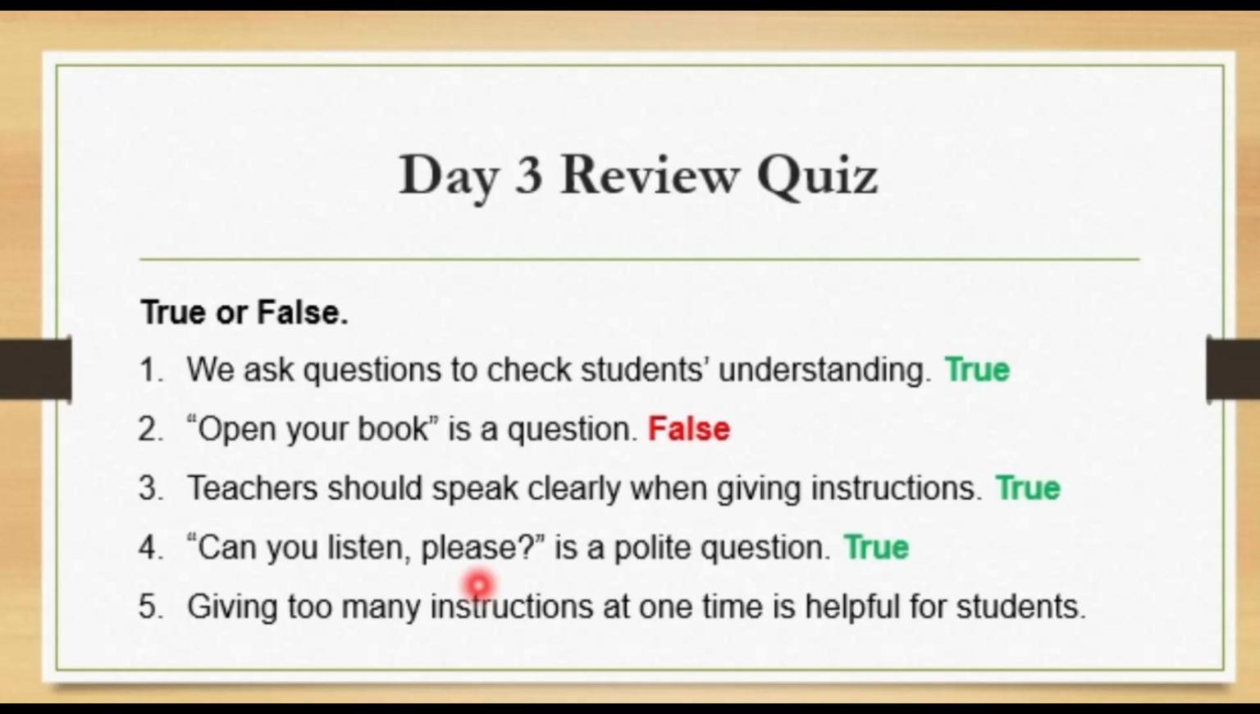What about number 5? Giving too many instructions at one time is helpful for students. False. You are right. Too many instructions can confuse students. For that reason, we should give one instruction at a time. Instead of asking 2 or 3 questions at one time, we should ask only one question. That way, they will be clear on what they need to do, and we can clear up their confusion.